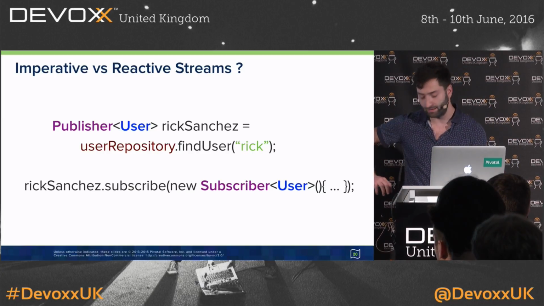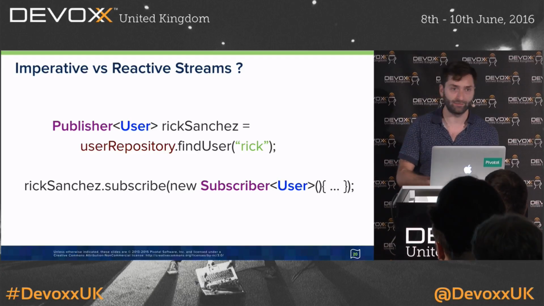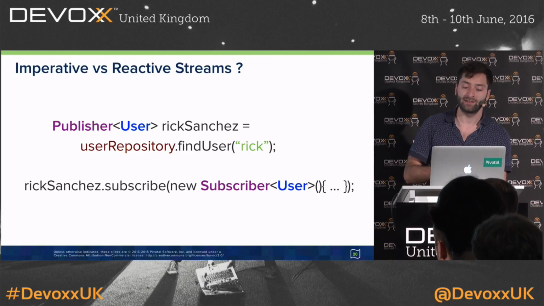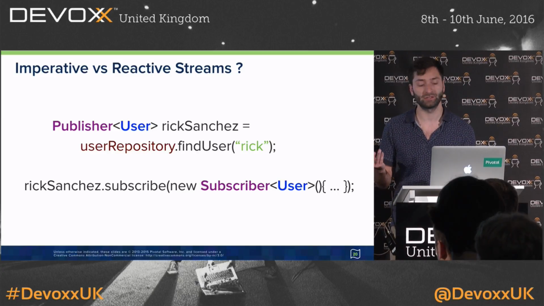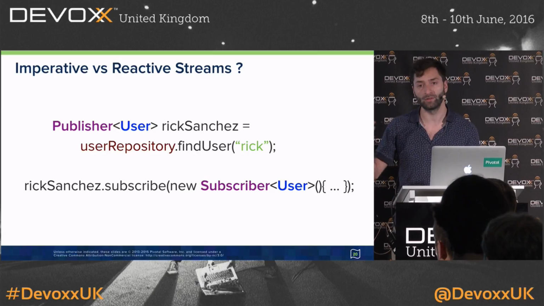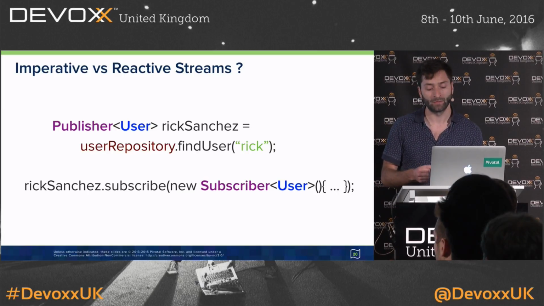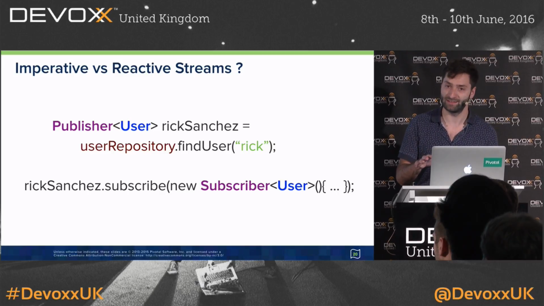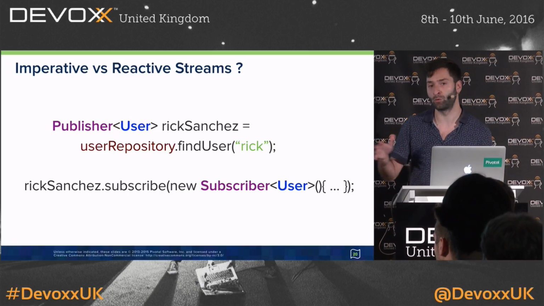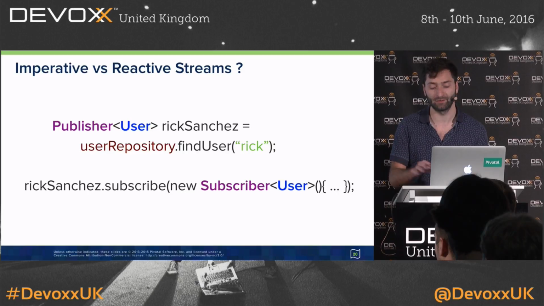So what does it look like in reactive streams? You will do the same thing, but your service will implement a publisher instead of just returning a user. It will return a publisher. There are a few things about that. The first thing is that implementing a publisher is not easy. So you will probably, for that reason alone, decide on some library doing that for you at some point.